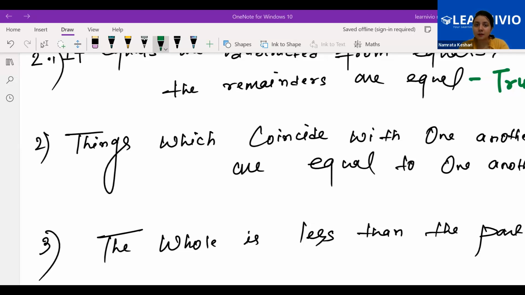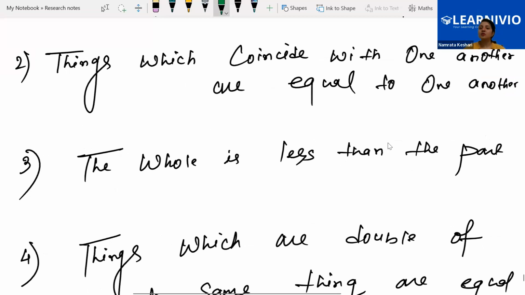Let's check it. Things which coincide with one another. The example I was showing you the previous day. If I am taking two pages, and if one covers the other completely, then these two are exactly the same. That's what the question says.